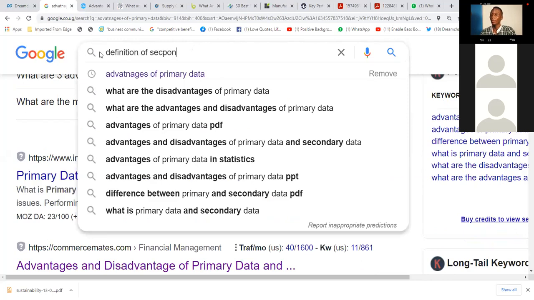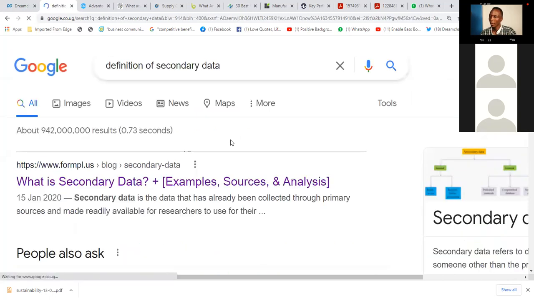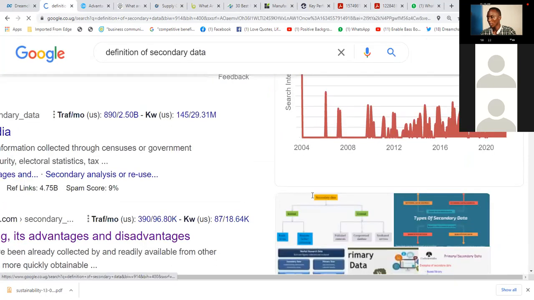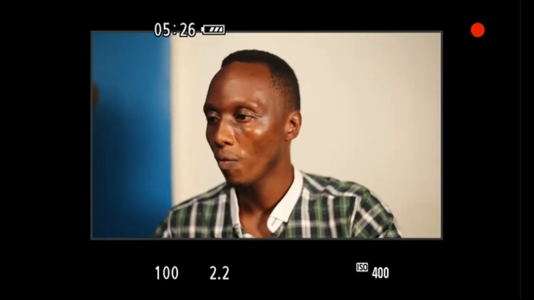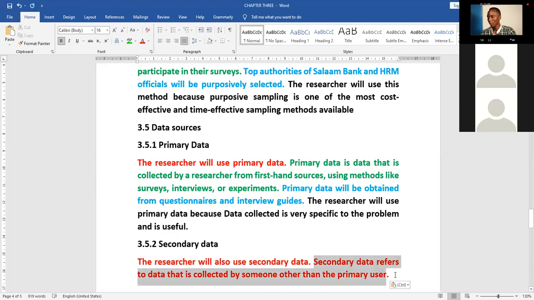Secondary data. Definition of secondary data, just like that. Then after that, if you want, you can as well take this one. Let me take this, copy the definition, and then come back here and paste it down just like this. So this one should be in color green because that is the definition.